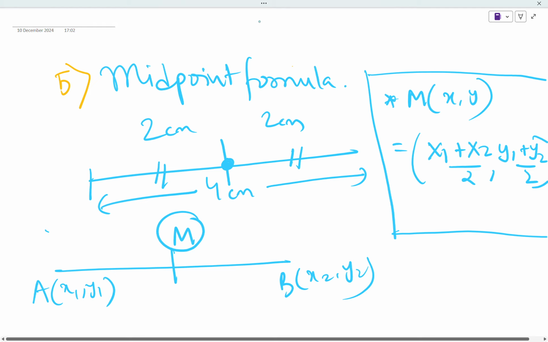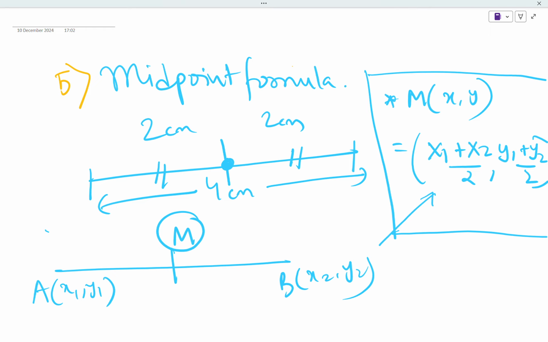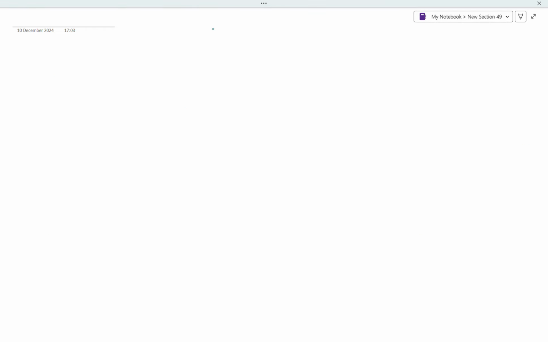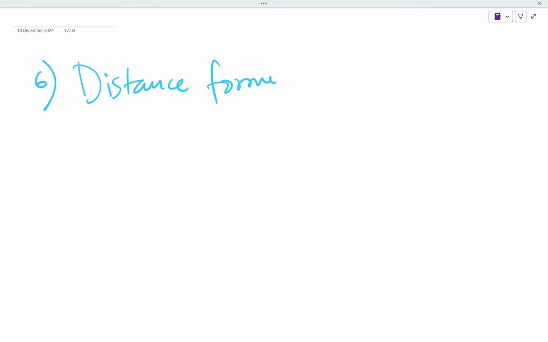If you have the A coordinate and the B coordinate, then you can find the midpoint using this formula. Let's go into the next topic. So the next thing is the distance formula. Now what do you mean by distance? Distance is the actual length of the path, right? It is the length of the path.